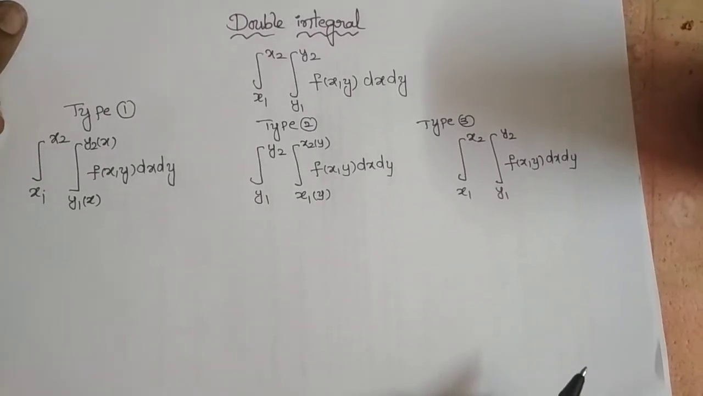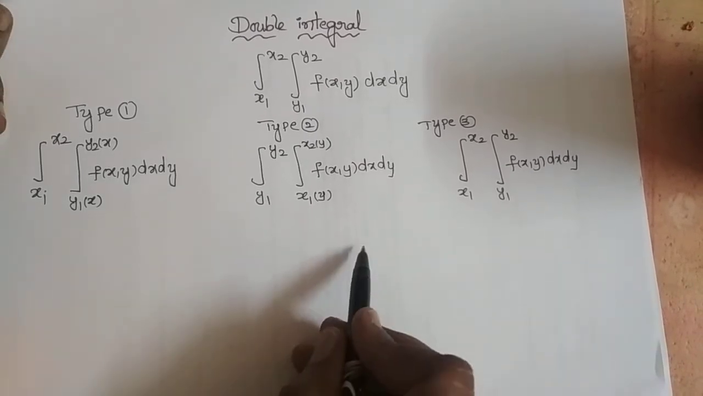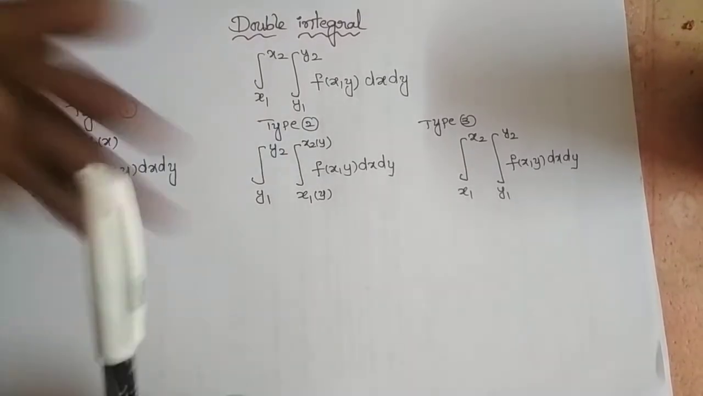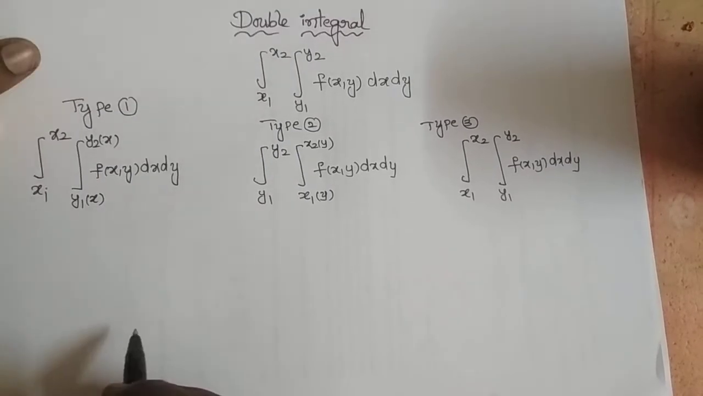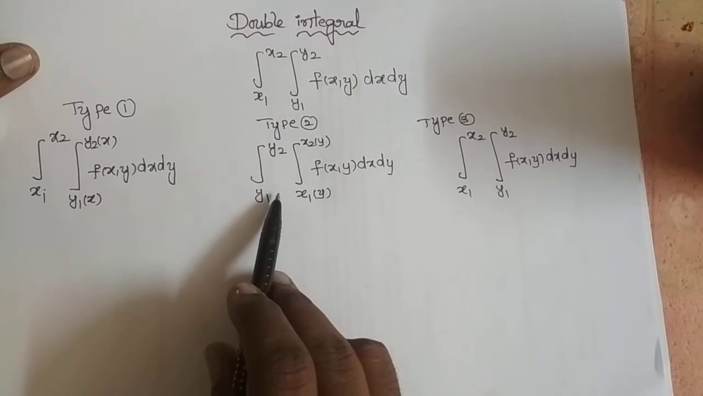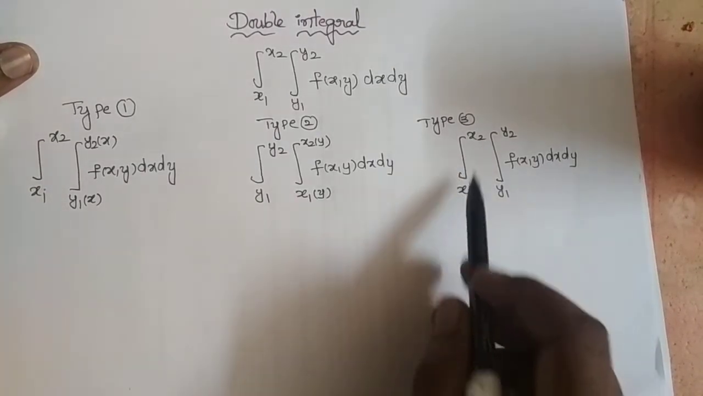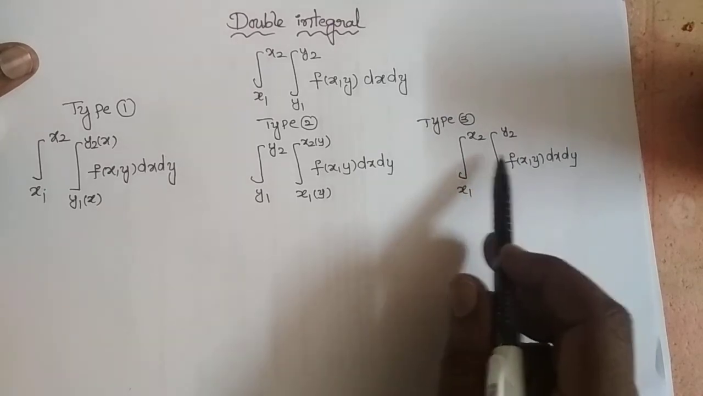How to evaluate these three types of double integrals. So type 1 is, as we can observe here, x1 and x2 are boundaries; type 2 is y1 and y2 are boundaries; and type 3 is x1, x2 as well as y1, y2 are boundaries.